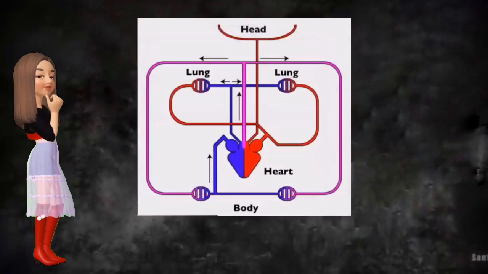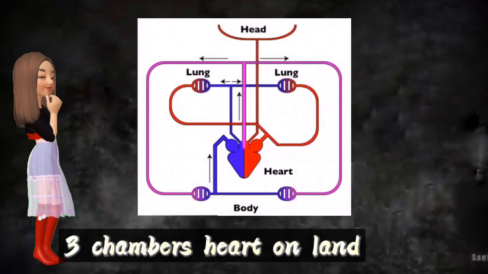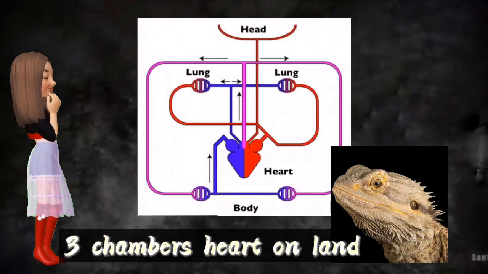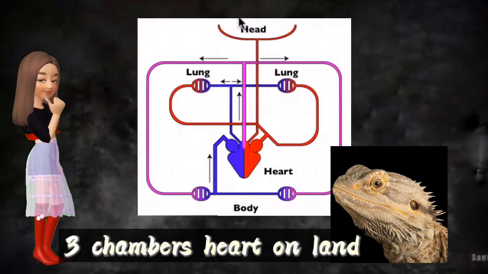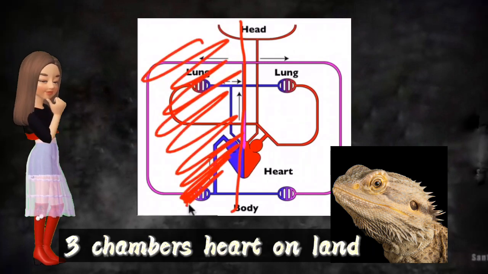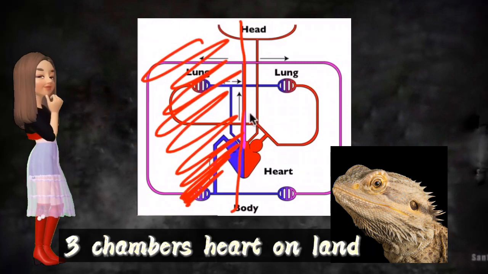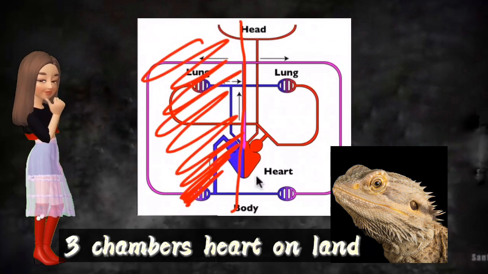And so that's why on land we have a three-chambered heart. So things like this bearded dragon over here have a three-chambered heart. So what does that mean? Well, let me again draw it right down the middle and get rid of half of the diagram so it will make it easier. What we have now is two loops. We have one loop that goes to the lungs, then it comes back to the heart, and then we have another loop that goes to the rest of the body. And so that deals with the pressure issue.